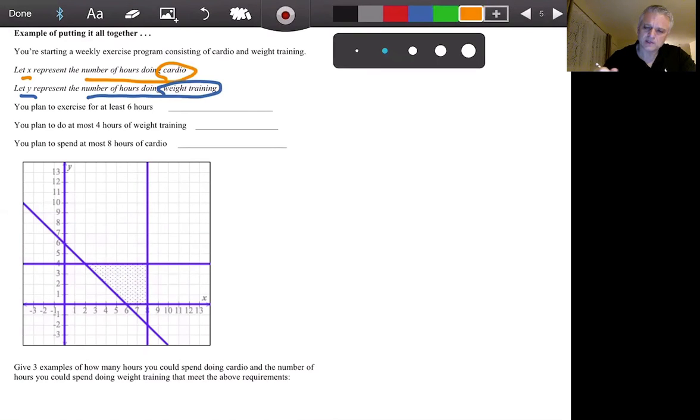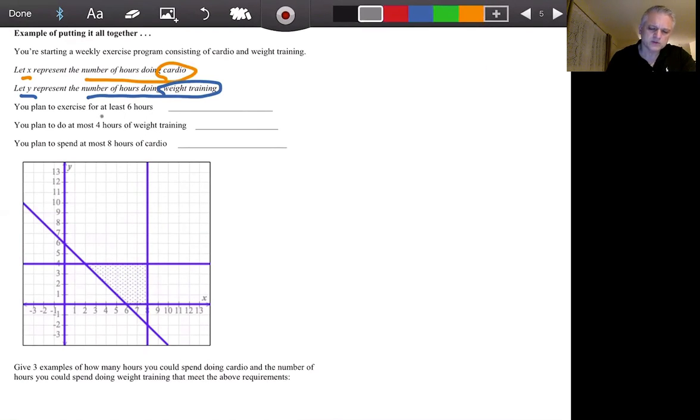So let's go with gray. First thing is you want to exercise for at least 6 hours. So that means that your cardio plus your weight training has got to be at least 6. So cardio, which is X, plus your weight training, which is Y, must be at least 6.